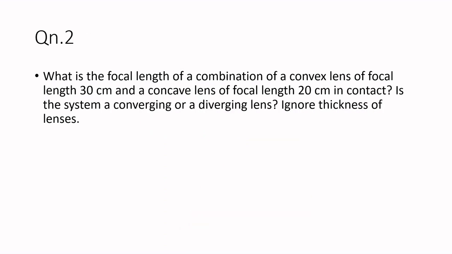In the next question, what is the focal length of a combination of a convex lens of focal length 30 cm and a concave lens of focal length 20 cm in contact? Is the system a converging or a diverging lens? Ignore the thickness of the lenses. So we have two lenses. One is a convex with f1 is equal to 30 centimeters. That is a positive one because it's convex. Now concave lens f2 is equal to minus 20 centimeters.